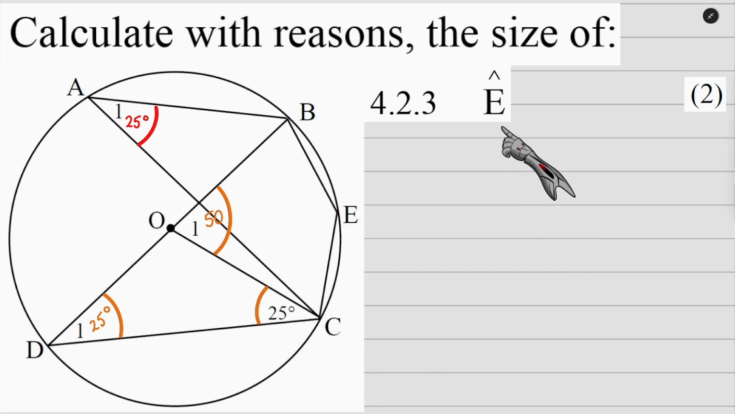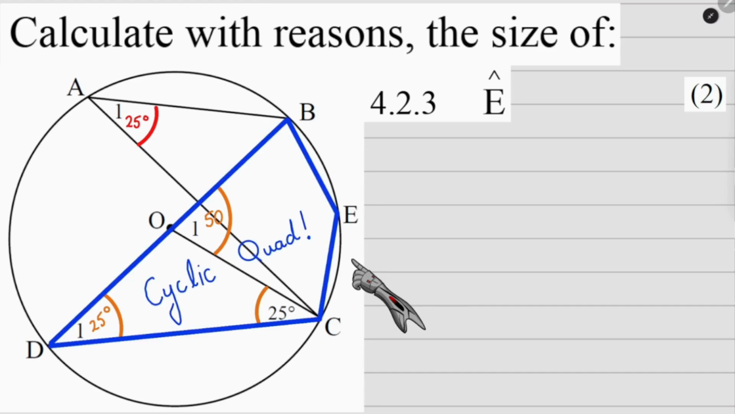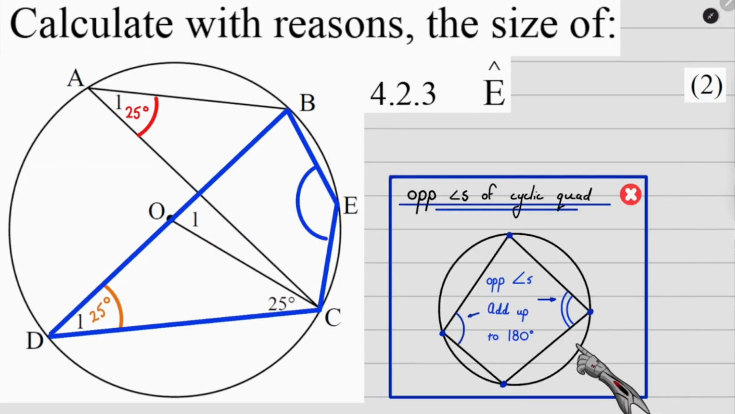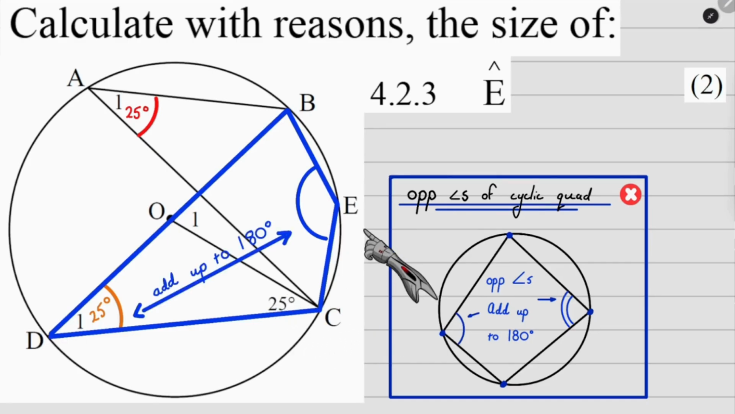And lastly, we come full circle with this question. We need to get the angle E. Now, if I look at the angle E, it is nested inside of a cyclic quad. So what do we know about cyclic quads? We know that the opposite angles add up to 180. So these two angles will add up to 180, and that's going to form our statement, and that is our reason.